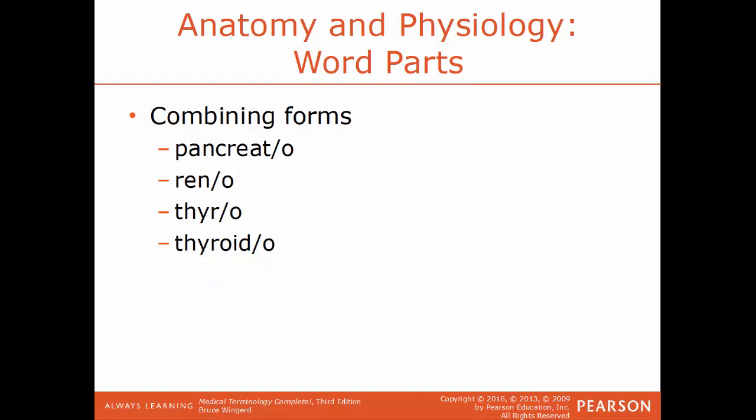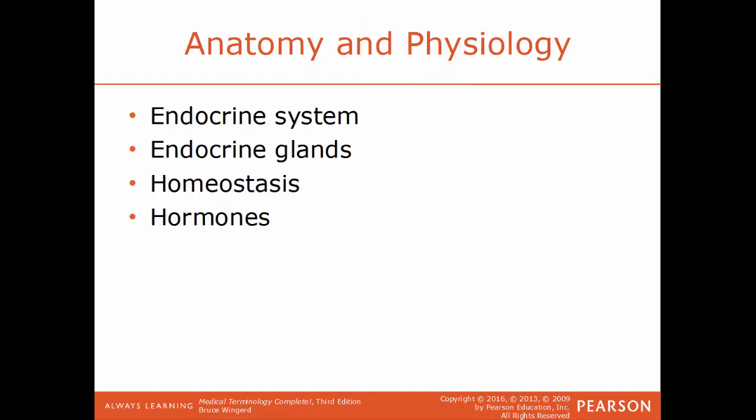Pancreato is a reference to the pancreas. Reno is a reference to the kidney. And our last two, thyro and thyroido, both reference the same thing. They both reference the thyroid gland. Some basic information about the anatomy and physiology of the endocrine system.